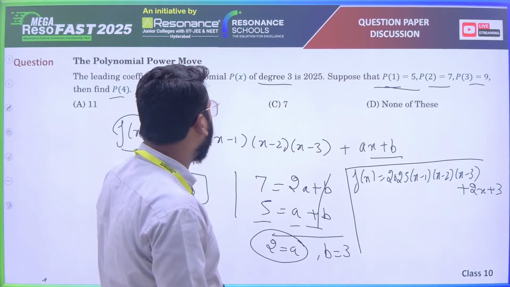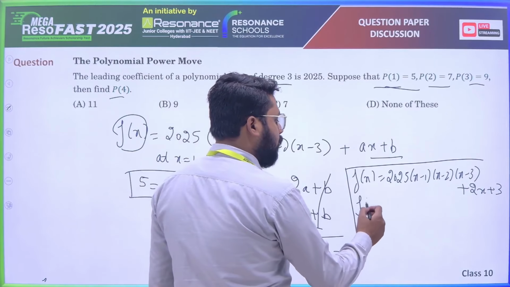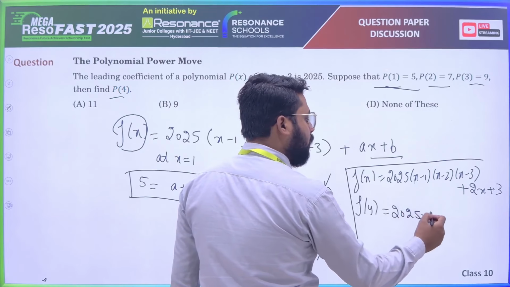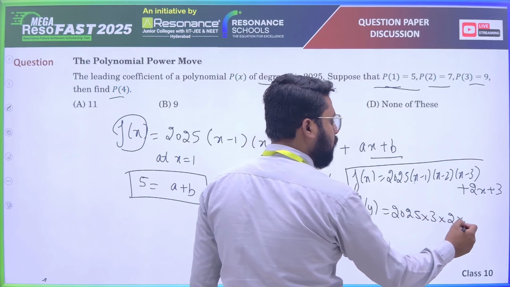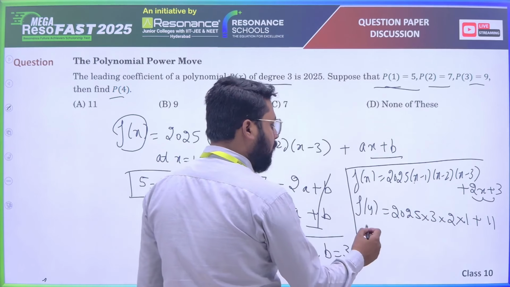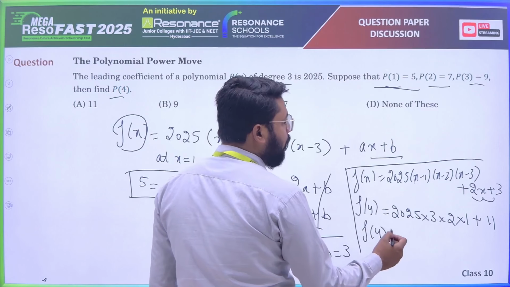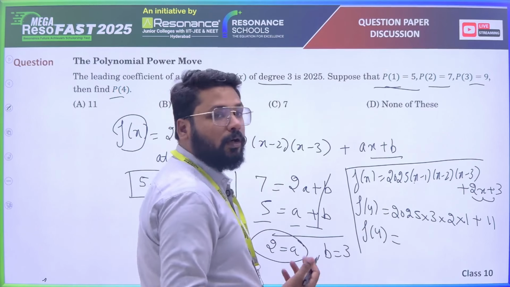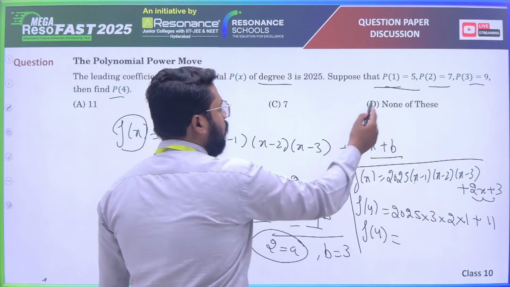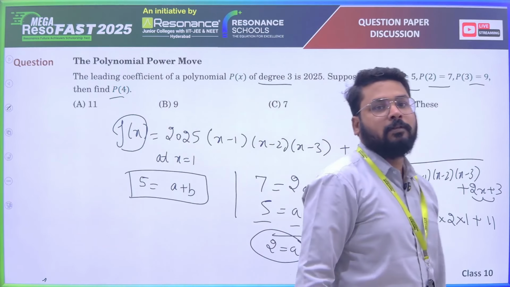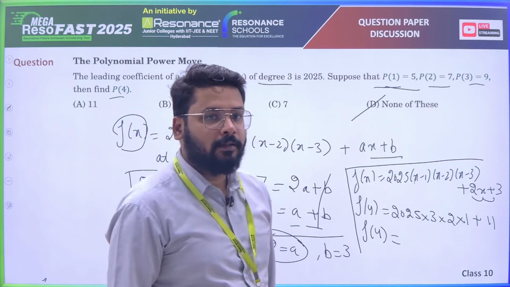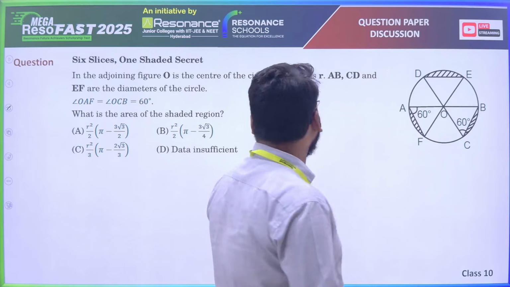Now we have to find out f(4), so we'll substitute x as 4. So 2025 into 4 minus 1 is 3, 4 minus 2 is 2, 4 minus 3 is 1, plus 4 into 2 is 8, 8 plus 3 is 11. So we'll see that the value at 4 is greater than 10,000. But our options are like 11, 9 or 7. So we'll go with none of these, because after multiplication and simplification it will go beyond 10,000. Next and the last question.